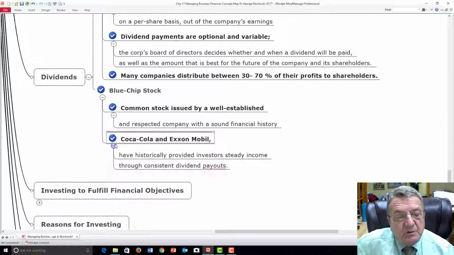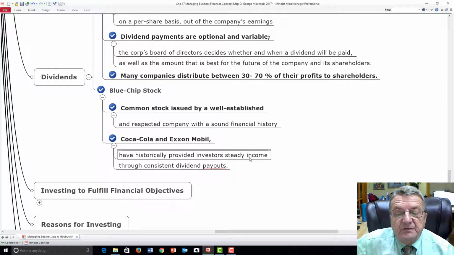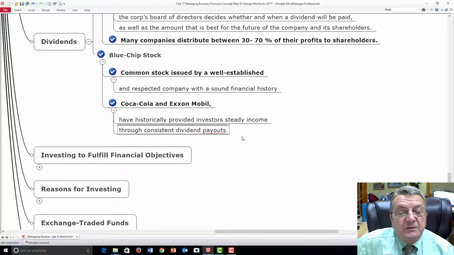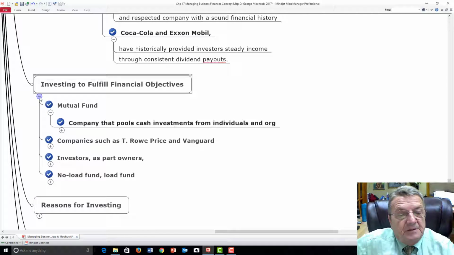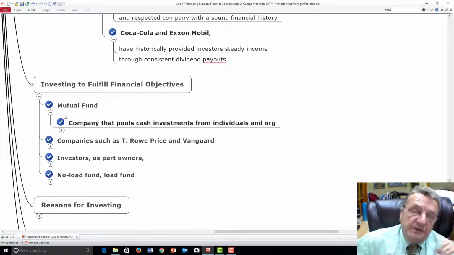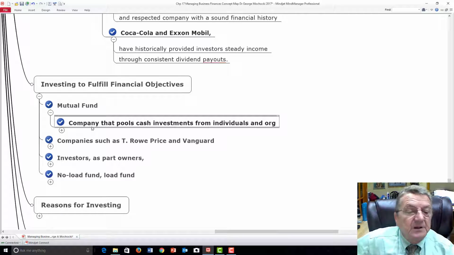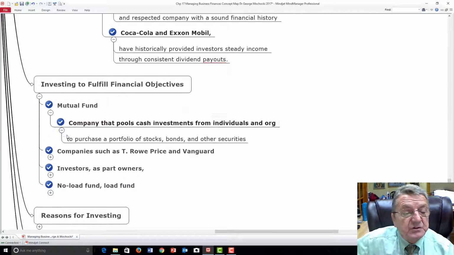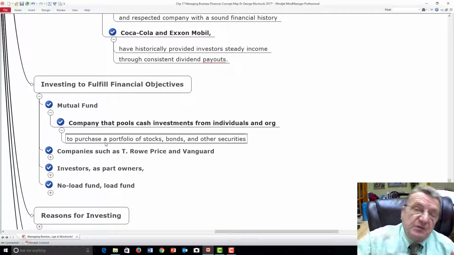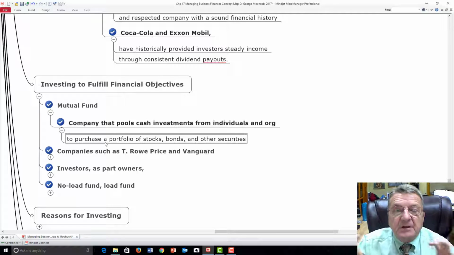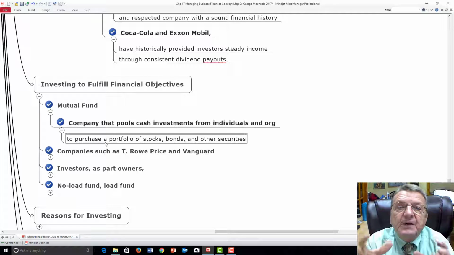An example is Coca-Cola, which has historically provided investors steady income through consistent dividend payouts. Okay, investing to fulfill financial objectives. Mutual fund. That's the easiest one to get in there. It's a company that pulls cash investments from individuals and organizations to purchase portfolios of stocks, bonds, and other securities. So you're buying a little bit of everything. Some are going to go up, some are going to go down. So you have the safety.